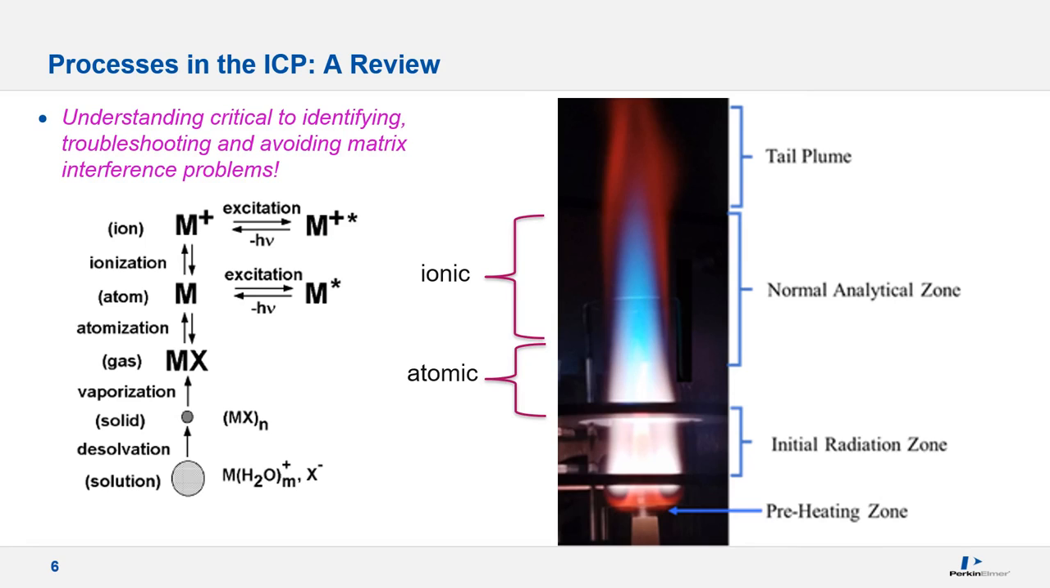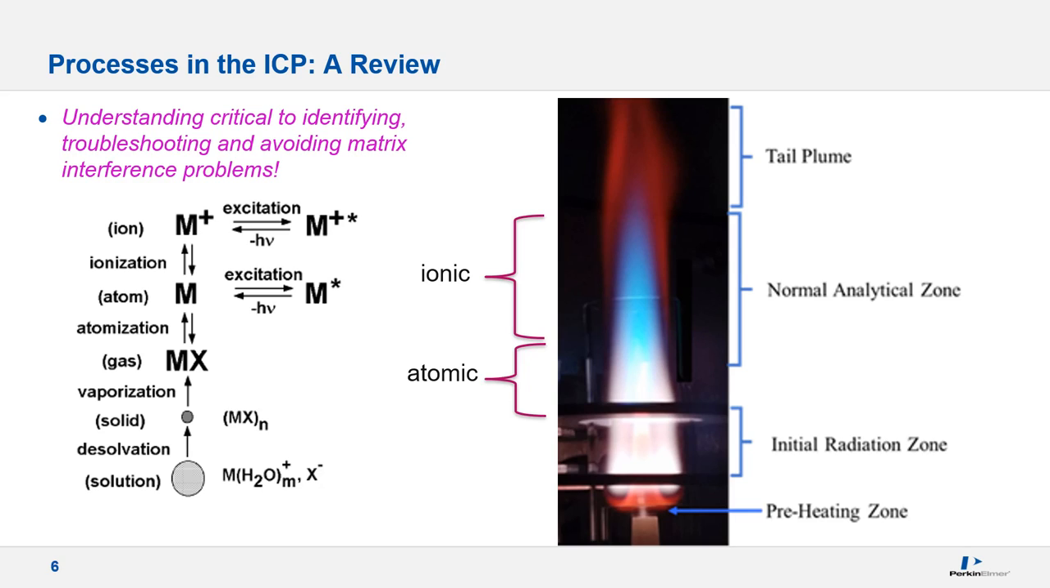In order to troubleshoot method problems that may be caused by matrix interferences, you need to understand the processes occurring in the plasma. These various processes are shown in the diagram on the left-hand side of the slide. The first function of the high-temperature plasma is to remove the solvent or to desolvate the sample, leaving it as microscopic salt particles. Some of this process begins in the spray chamber and is greatly affected by the size of the aerosol droplets formed by the nebulizer, which is why your nebulizer and spray chamber selection are so important.